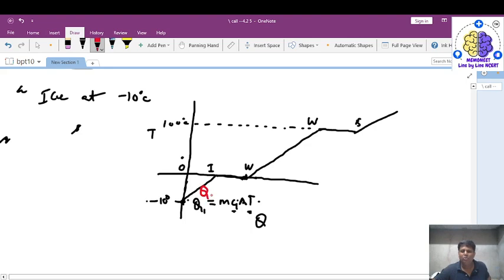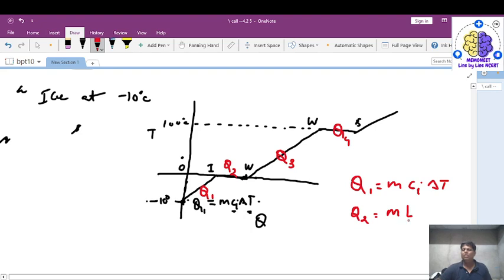Now, at this point, the heat supplied is Q1. At this point, the heat supplied is Q2. At this point, the amount of heat supplied will be Q3. And at this, let's say it is Q4, right? So Q1 will be equal to M, specific heat capacity of ice, into delta T. Q2 will be equal to M into L, that is, the specific latent heat of fusion. Then Q3 will be equal to M C delta T, with the specific heat capacity of water, right?